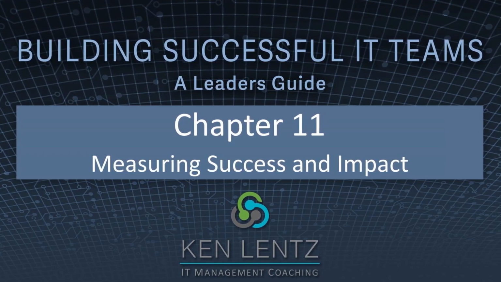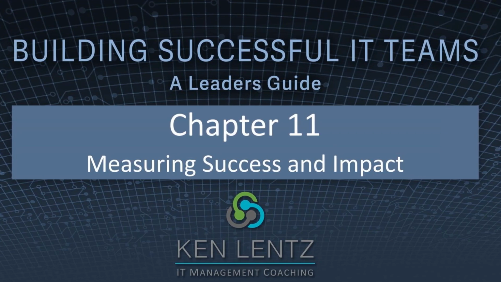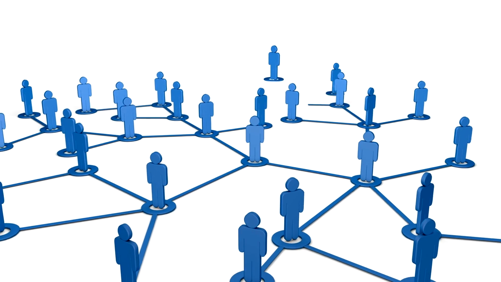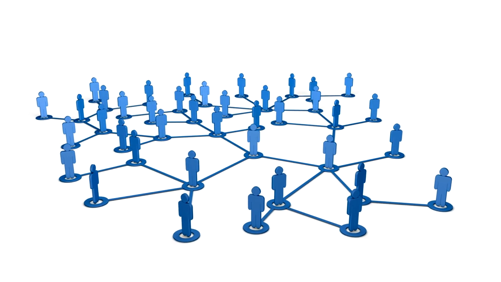In Chapter 11, we'll explore the critical process of measuring the success and impact of your IT team. As your team grows and evolves, it's essential to define and track key performance indicators, demonstrate IT's value to the organization, and adjust strategies based on performance data.